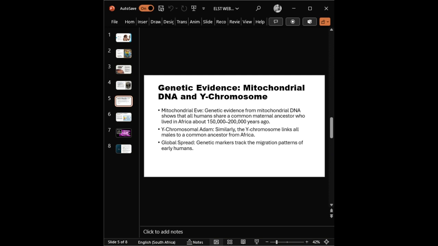Similarly, Y chromosomal data from males links them to a common ancestor, sometimes called Y chromosomal Adam. Y chromosomal Adam is linked with Adam because the Y chromosome has to do with gender. These genetic markers help us understand how early humans spread across the globe.